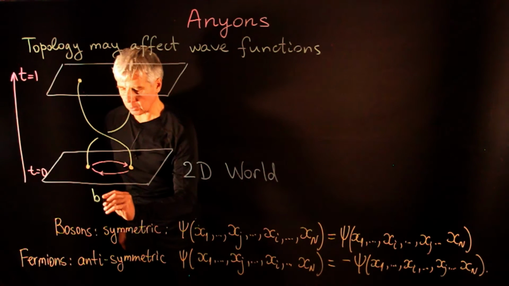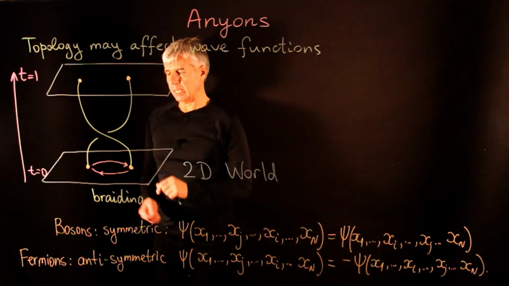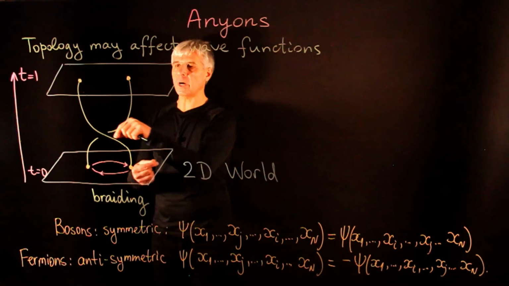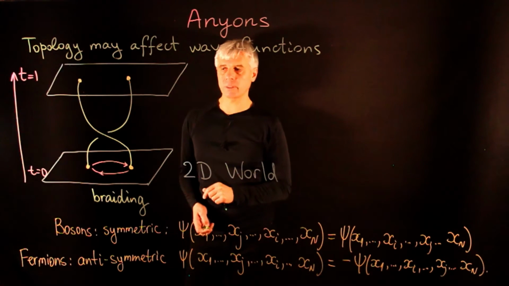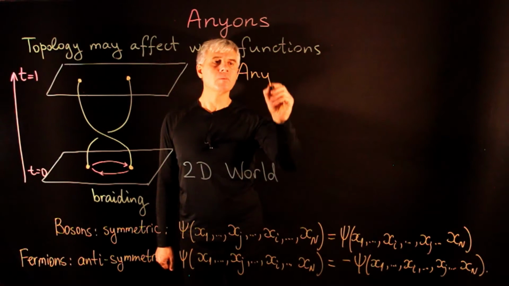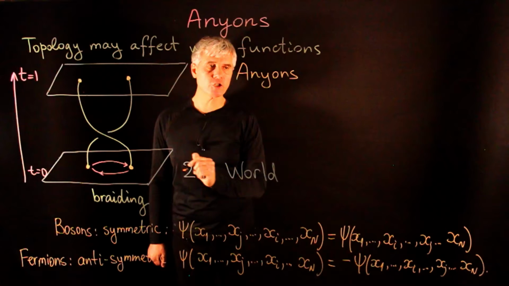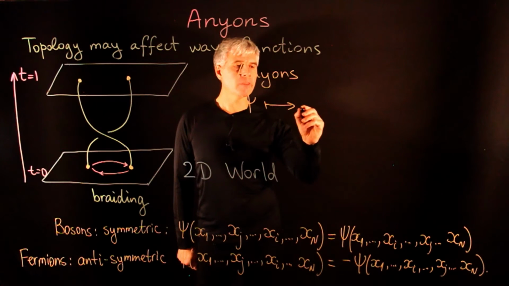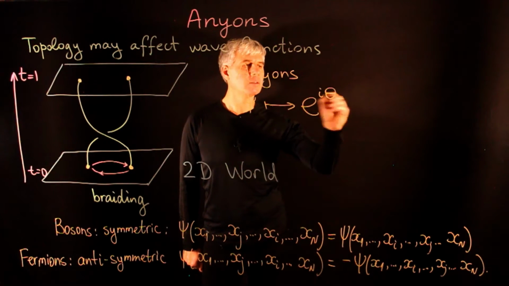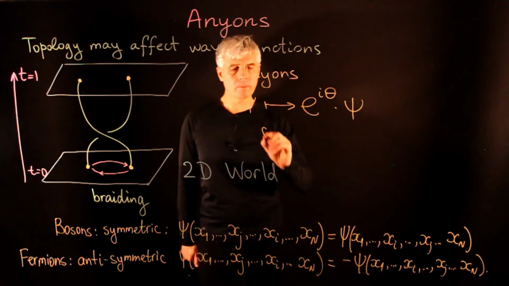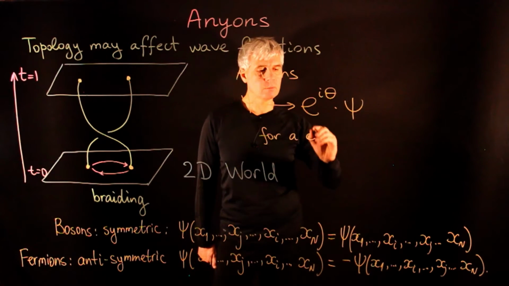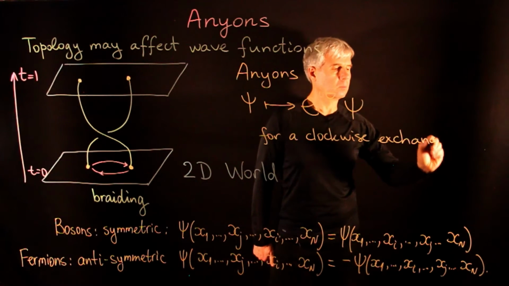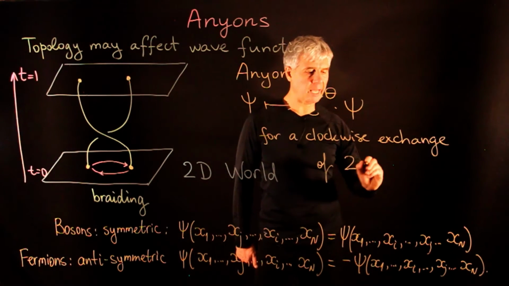This process is called braiding. And it's clear that topologically it makes a difference whether we make this exchange in the clockwise direction or in the counterclockwise direction. So anyons are particles in a two-dimensional world whose wave function changes by the phase shift of e to the i theta for a clockwise exchange of two anyons.